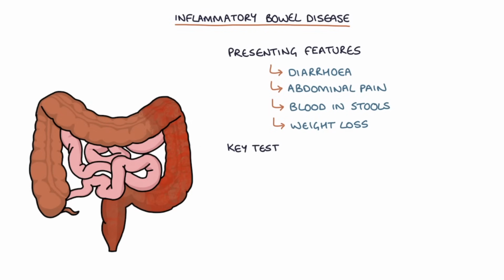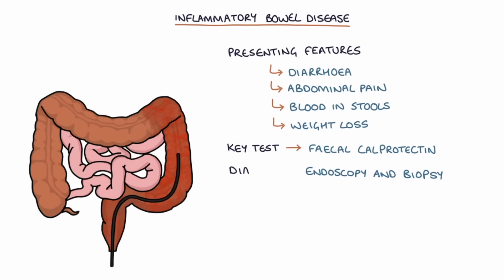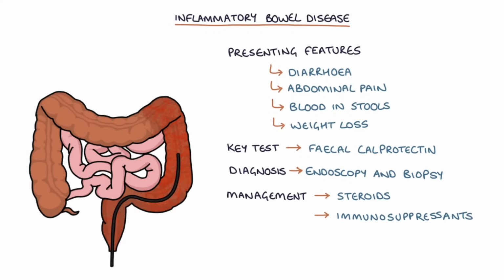A key test to remember for inflammatory bowel disease is fecal calprotectin. This is a marker of intestinal inflammation that's quite sensitive and specific for inflammatory bowel disease. Endoscopy and biopsy are required to make the diagnosis. Management is with steroids and immunosuppressant medications.